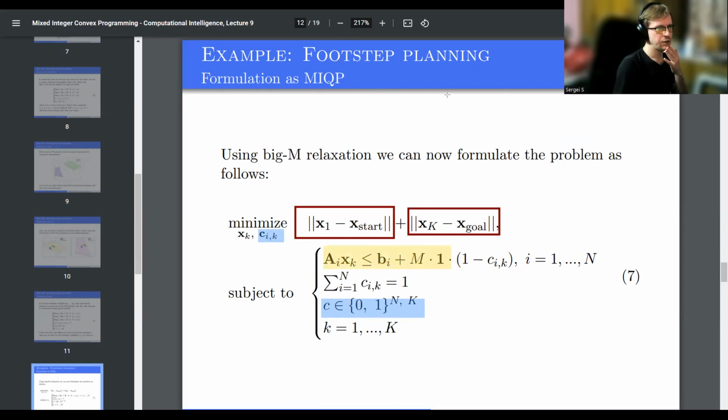We have our decision variables exactly as in the previous example. It's just that i now determines which region we step to. i is the number of the region. k is the number of the step. Okay, so k is the number of the step.